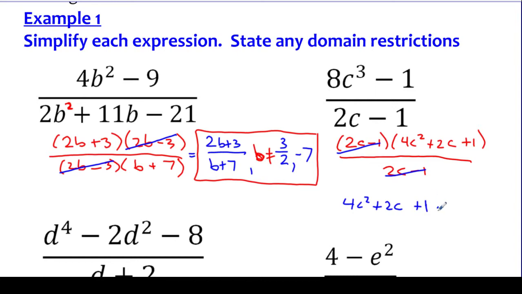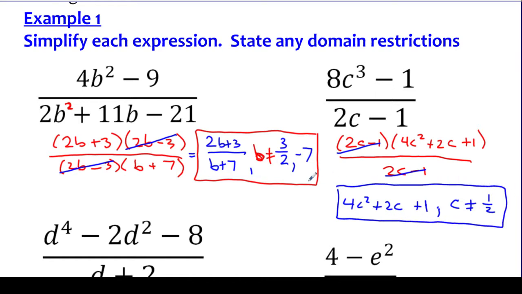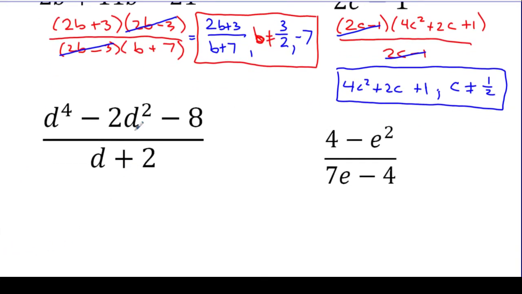Okay, and I'm going to let people know that, by the way, c is not allowed to be equal to, the denominator would become 0 if I plugged in a positive 1 over 2. So my final answer to this one is 4c squared plus 2c plus 1. C is not allowed to be equal to positive 1 over 2. Okay, so let's move down. Same idea with these problems.